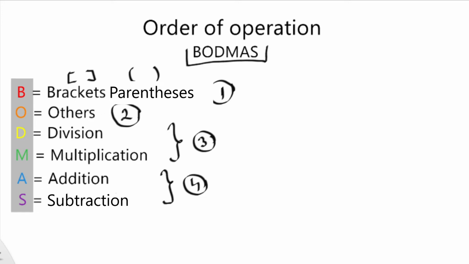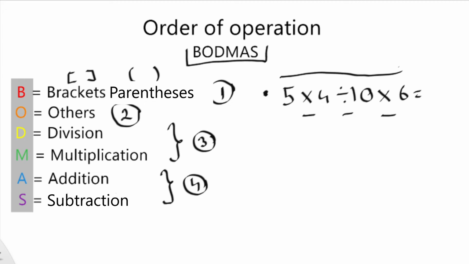Now, do you remember when I said that multiplication and division are basically at the same power level? Knowing that, let's try working out this one. 5 times 4 divided by 10 times 6. So which one are we supposed to do first? Because again, they are the same level. That's pretty simple. We just need to keep in mind one rule when it comes to division and multiplication and addition and subtraction. We are taking it left to right.